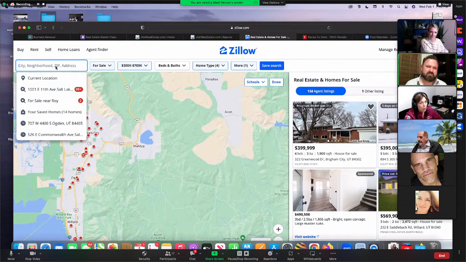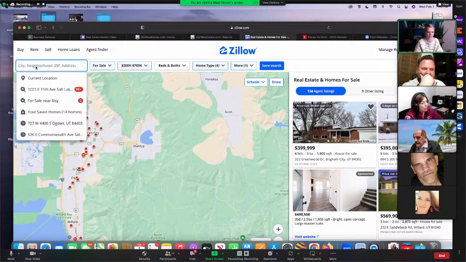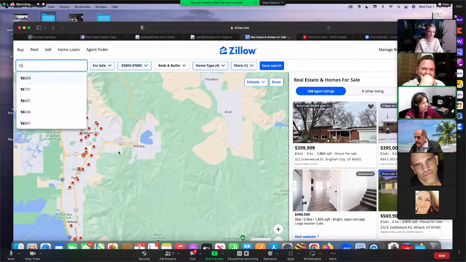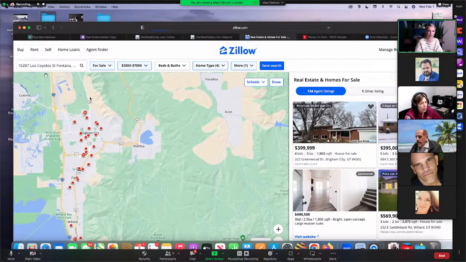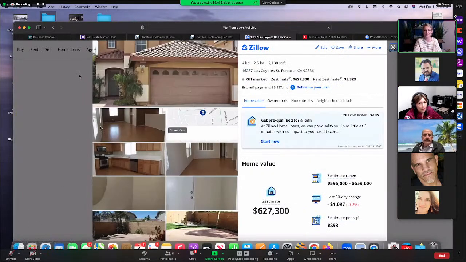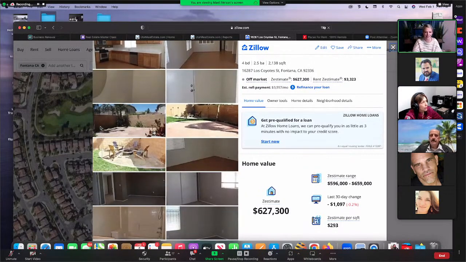No. So, Melee, you're going to type Fontana, California into the search bar. Sorry, I usually moderate these, so I'll teach you how to moderate as we go. I can give you an address. Sure, let me give you an address. It's 16287 Los Coyotes, that one. Bingo. Sorry, I just thought you had a property. I was like, why would I type it in over everything. Gotcha, that makes sense.